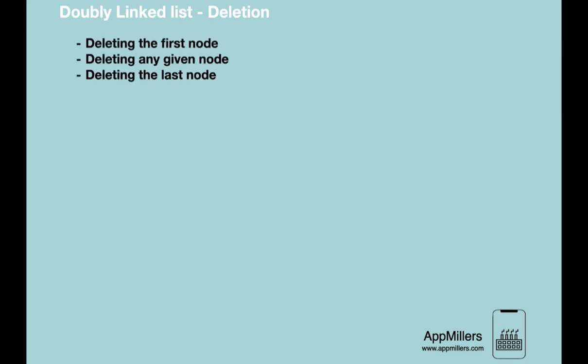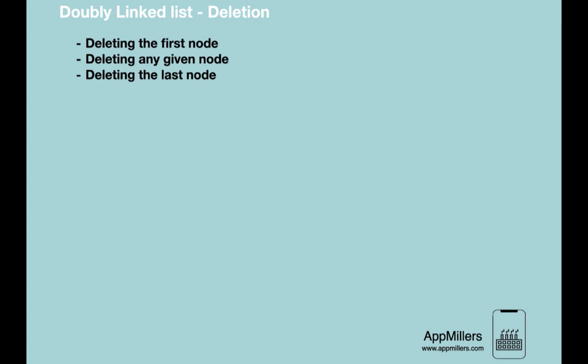Alright, in the last lecture we learned how we can search for a node in a double linked list. Now in this lecture we will look at how to delete a node in a double linked list. The process of deleting a node from a double linked list is similar to a single linked list, but there are small differences that we are going to talk about. As in a single linked list, here also we have 3 cases of deleting a node: deleting the first node, deleting the last node, and deleting any given node in the middle of the double linked list, apart from the first and last node.